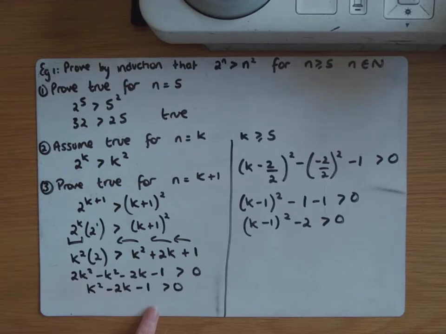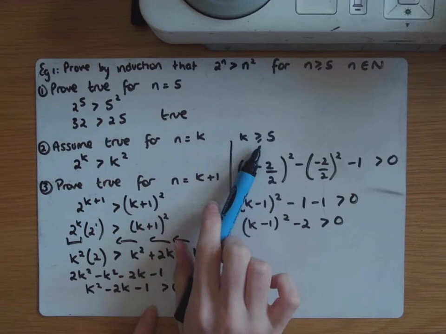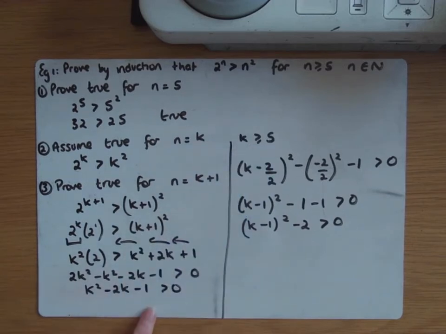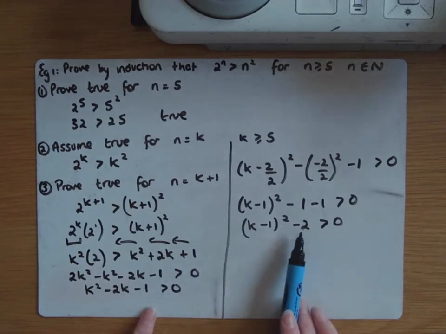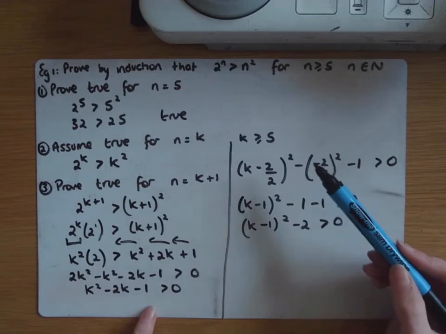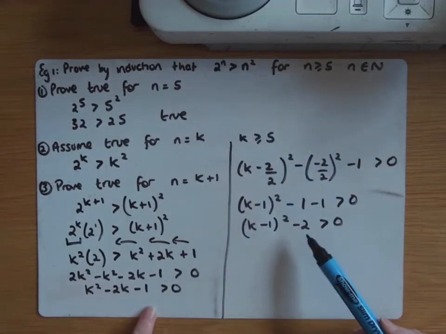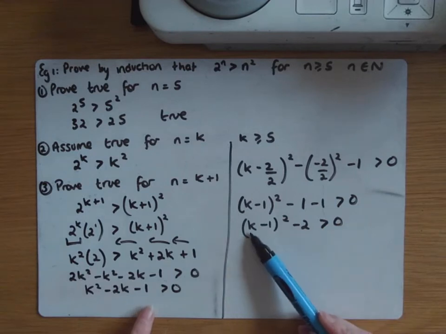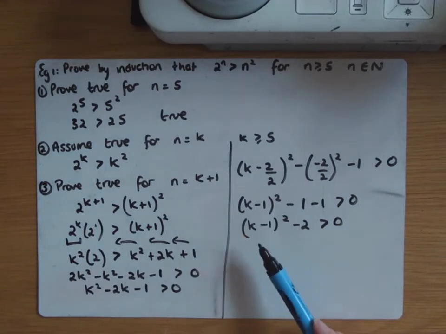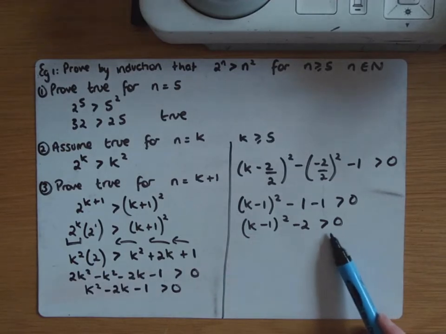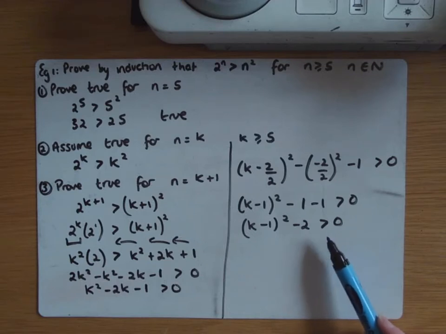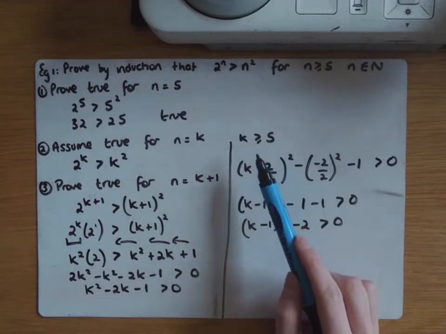Now, the important thing here is k is greater than or equal to 5. If k is greater than or equal to 5, I get 5 take 1, which is 4 squared, 16 take 2 is 14. 14 is greater than 0. Any number bigger than 5 is going to be bigger than 0. The smallest number that k would have to be would be 1 take 1, which is 0, so I get minus 2. That wouldn't work. So as long as k is bigger than 1, I'm fine. My question is k is bigger than or equal to 5, so I'm definitely fine.